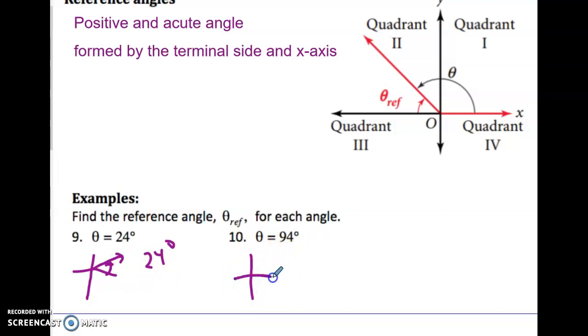Next, number 10, because it's 94 degrees, which is over here in quadrant number 2, this time we're going to use this reference angle right here. So the angle that is made with the x-axis and the angle, it's going to be closer to the x-negative than it would be to the x-positive. So we're going to use that angle right there, which is 4 degrees smaller than 90 degrees. So 90 minus 4 is 86 degrees. Oops, that's the degree sign.